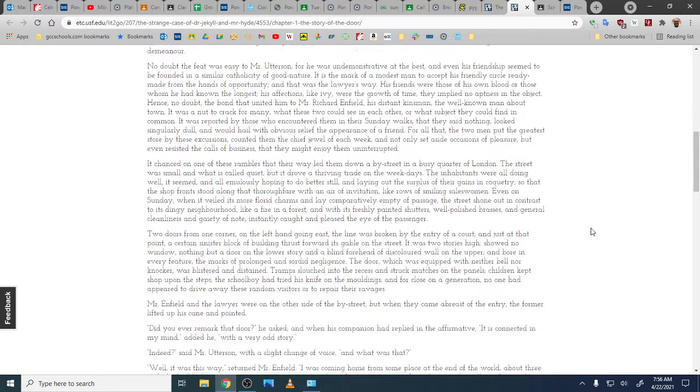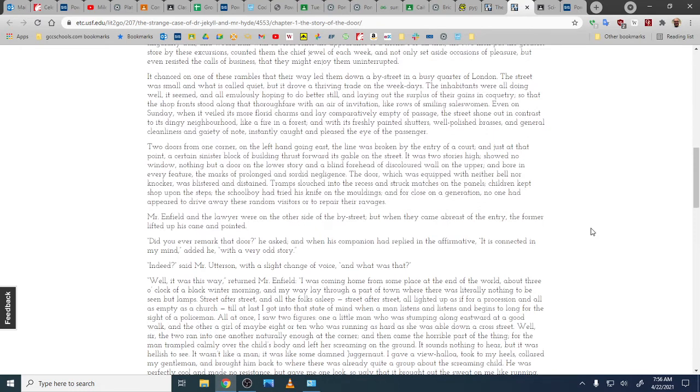It chanced on one of these rambles that their way led them down a by-street in a busy quarter of London. The street was small and what is called quiet, but it drove a thriving trade on the weekdays. The inhabitants were all doing well, it seemed, and all emulously hoping to do better still, and laying out the surplus of their gains in coquetry, so that the shop fronts stood along that thoroughfare with an air of invitation, like rows of smiling saleswomen.